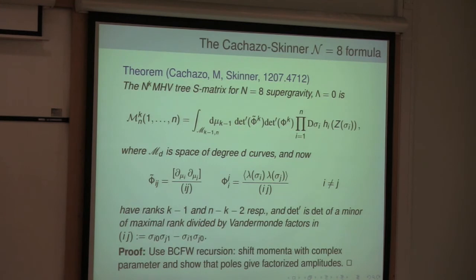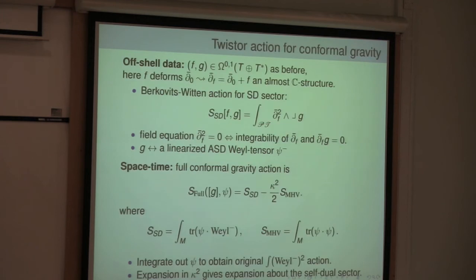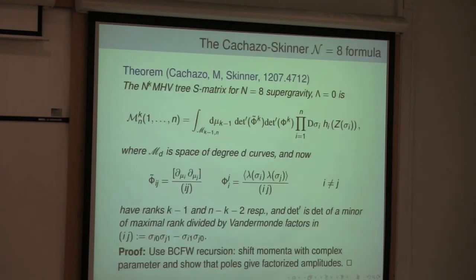I just flashed this up. This is the formula you get with... I'll fast forward. So this is actually the formula that you get for N equals 8 supergravity, expressed as a kind of path integral over Riemann spheres in twistor space. So there is a compact formula here which generalizes the Hodges formula. So you have these reduced determinants. You have a phi and a phi tilde which are generated. But I don't want to go on.